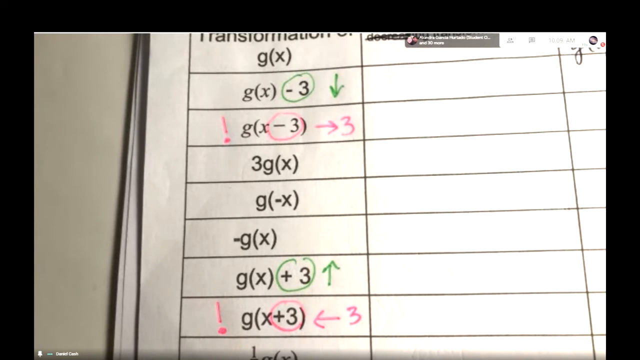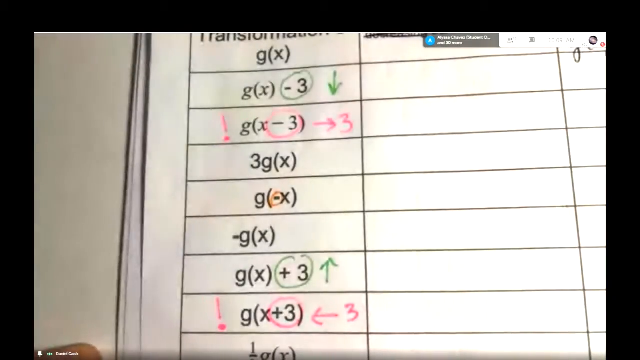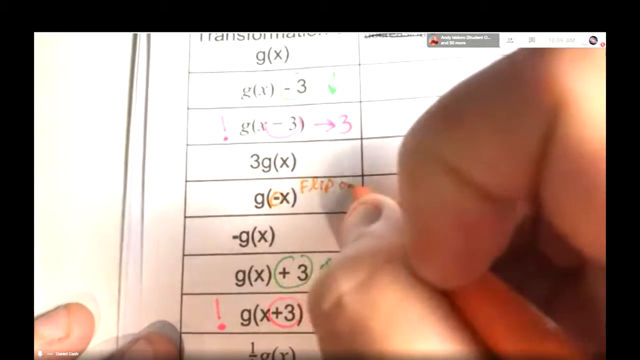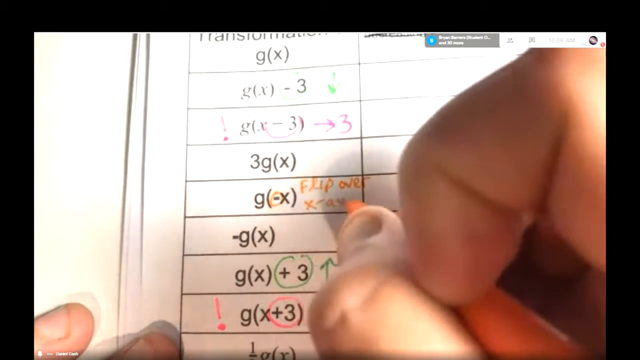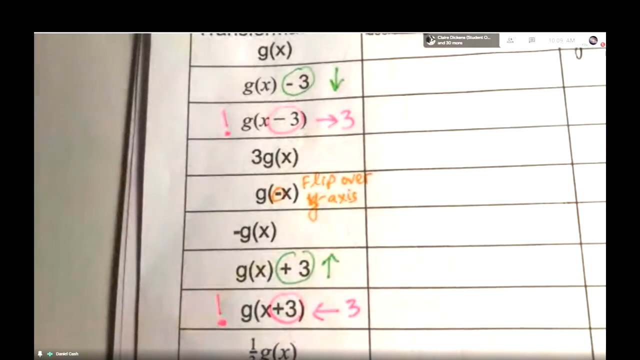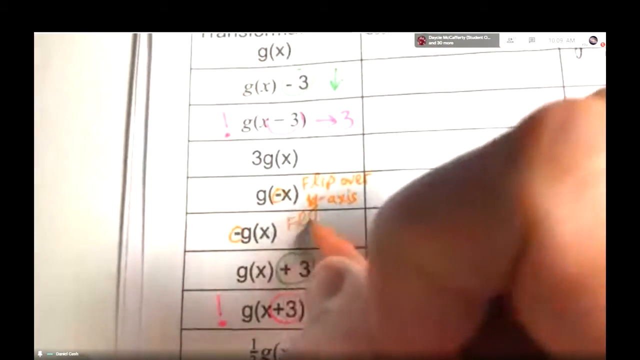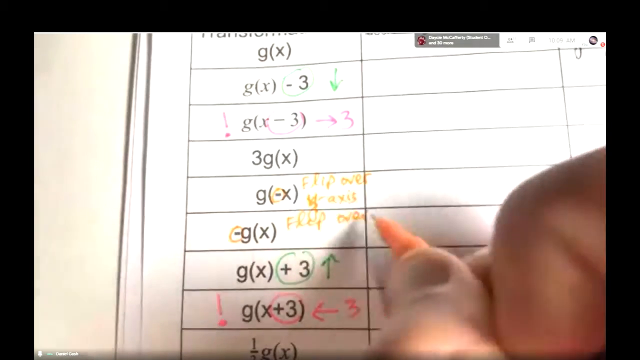Okie dokie. Now let's talk about the negatives here. If you have a negative on the inside, it's going to flip the function over the y-axis. It's going to flip-flop like a book. No, over the y-axis, excuse me. So flip over the y-axis like a book. So it's going to flip it that way. Okay. If you have a negative on the outside, it's going to flip over the x-axis.